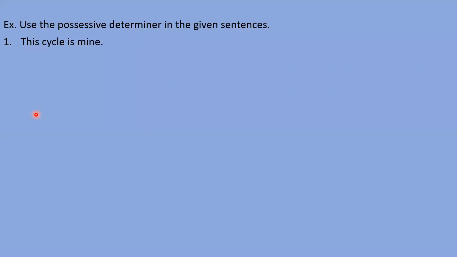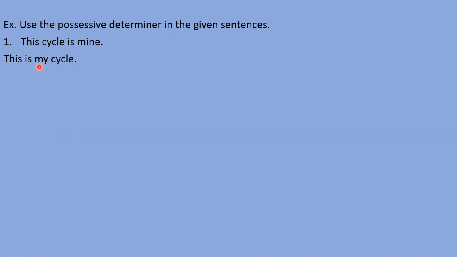So dear students, if your sentence is this cycle is mine, the possessive word here is mine, but it is not a determiner. Why? Because it is a pronoun. If you want to use a determiner here, we need to use my, and after that we need to write a noun. So this sentence we can write like this: this is my cycle, right? So mine is a pronoun and my is a determiner or adjective, right? So in this way you have to write the sentence.